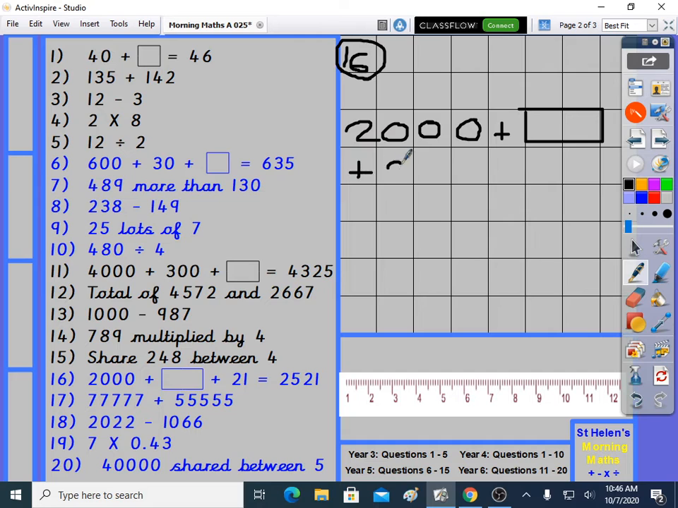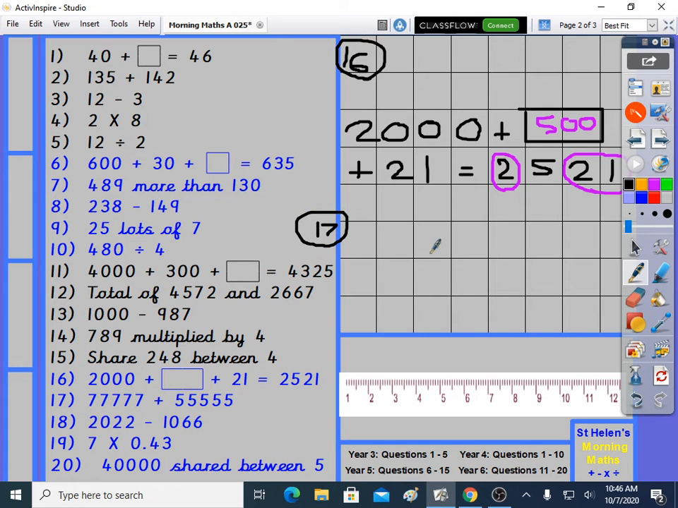I think we'll probably be able to see that already, year 6, because we have at the end the answer 2,521. We've got the 2,000 there. We've got the 21 there. We just don't have the 500. Units, tens, hundreds. So 500 is missing. That's that one done. Question 17.